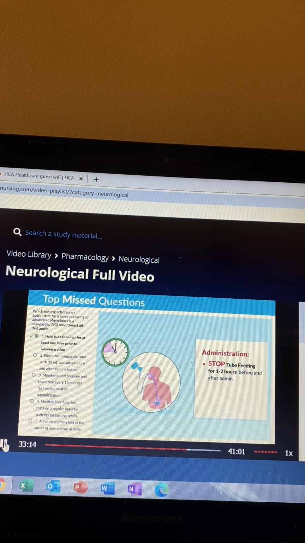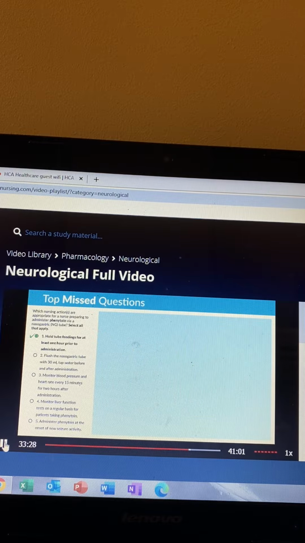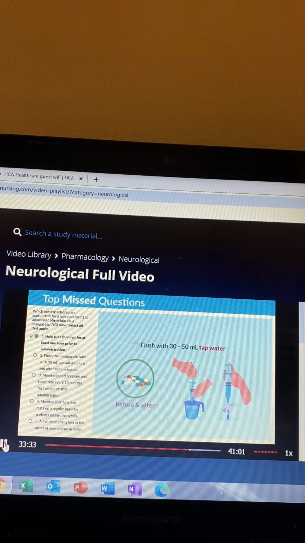Option number 1 is correct. We do hold tube feedings at least 1 hour prior to the administration of phenytoin. So the key word there is holding at least an hour before and after giving. Now option 2, flush the nasogastric tube with 30 mL of tap water before and after administration. Yes, guys, we always flush with tap water before and after. Now this one could have been tricky since some of you guys thought that sterile water is needed for an NG tube, which it's not. Tap water is perfectly fine.